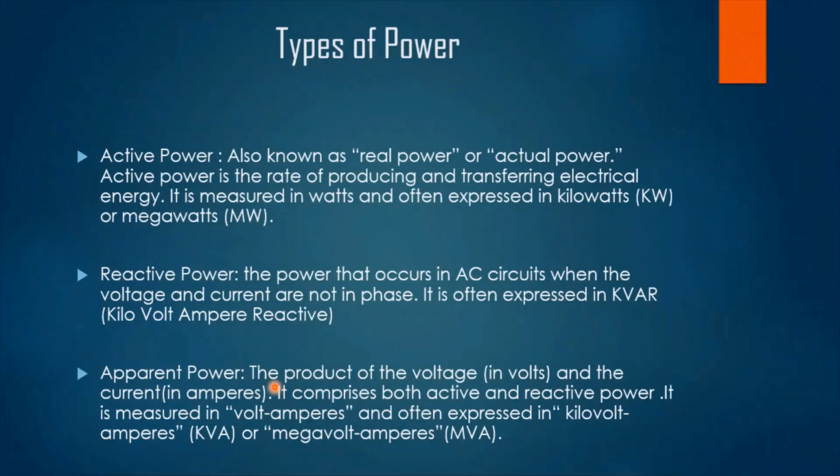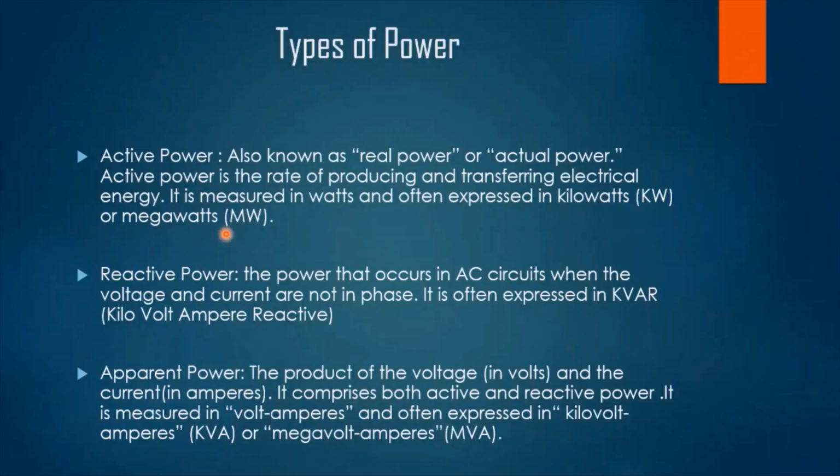We have mentioned apparent and active power when defining a power factor, which means that there is a bond or a relation between types of power and the power factor. So let's define types of power. First type is the active power, which is also known as the real power or actual power. It is the rate of producing and transferring electrical energy. It is measured in watts or kilowatts, or also can be measured in megawatts. Simply, we can conclude that it is the productive type of power.